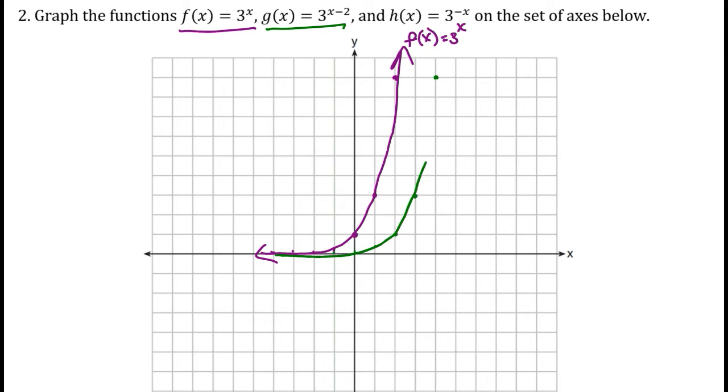Make sure your graph does not touch the x-axis like I made mine do. Make sure that it just stays slightly above the x-axis. And these two graphs never actually touch. The purple one will always be above it. But there's g of x equals 3 to the x minus 2.